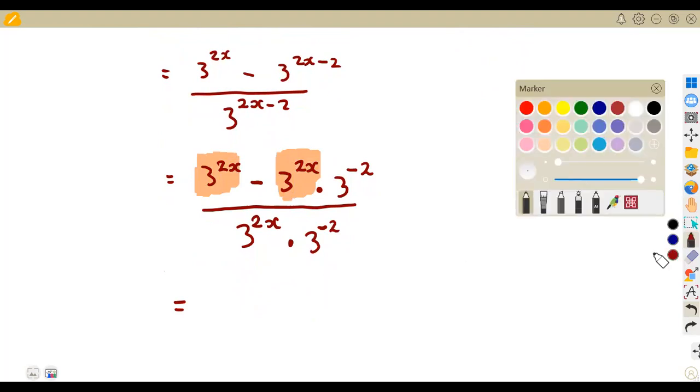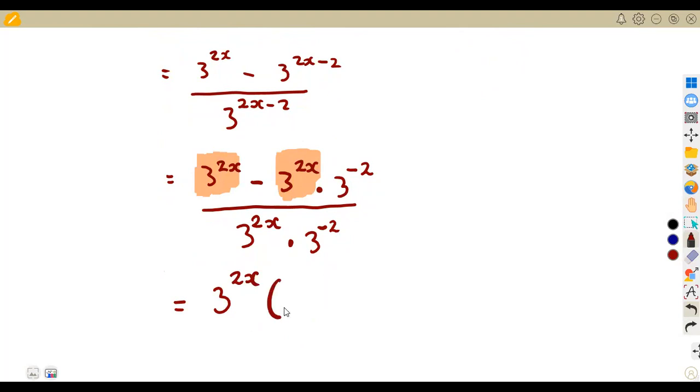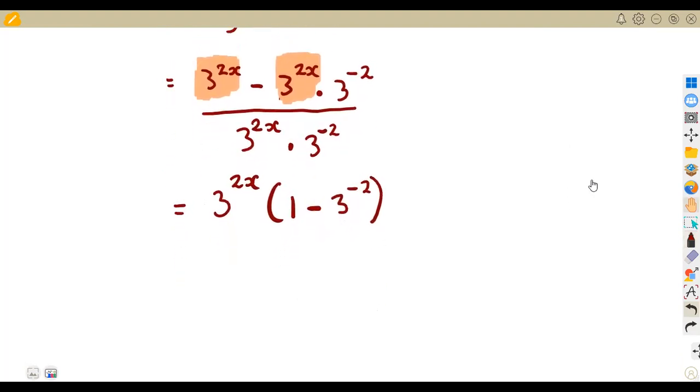Let us factor it out from the numerator. So we are going to factor out 3 to the exponent of 2x. What do I remain with on this part? I remain with a 1. Minus, what about this part? If I factor this out, I'm going to remain with 3 to the exponent of negative 2, like this. But in the denominator, there's nothing that we can do. We're just going to rewrite this part as it is, 3 to the exponent of 2x multiplied by 3 to the exponent of negative 2.